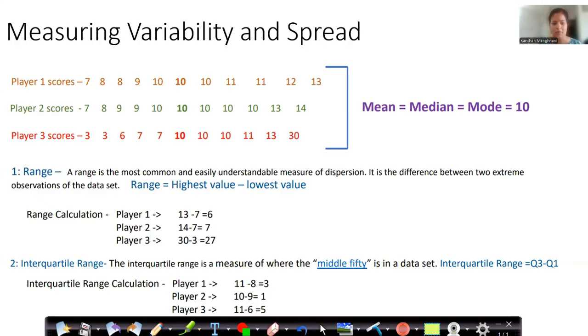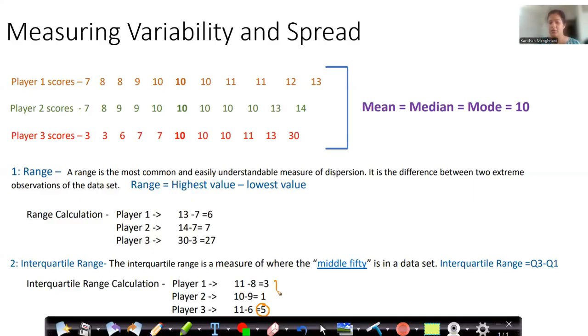So with this understanding, for player 1, we'll do the calculation. We'll find Q3 and Q1, and this is what we'll get. For player 1, we got an interquartile range of 3. For player 2, it is 1, and for player 3, it is 5. This is at least better than finding the range, because here you get 5. So you are eliminating the effect of outliers.